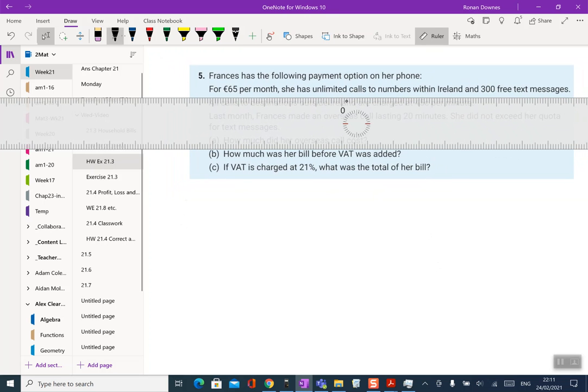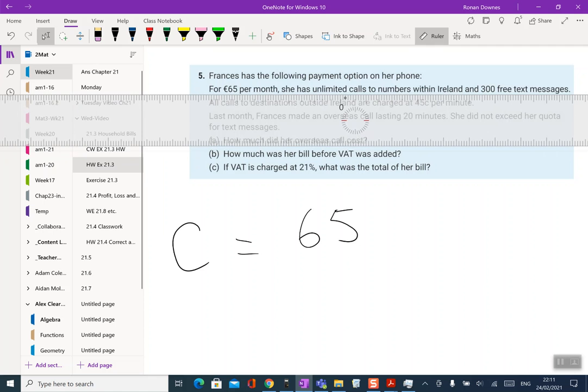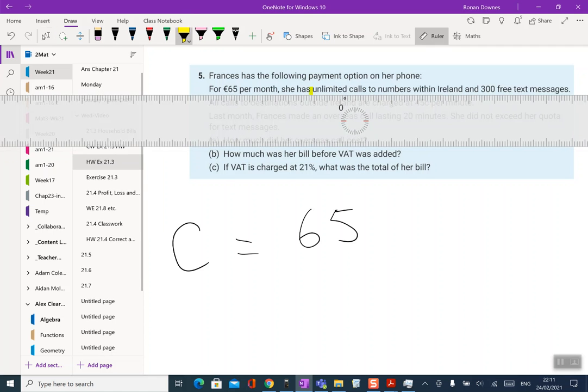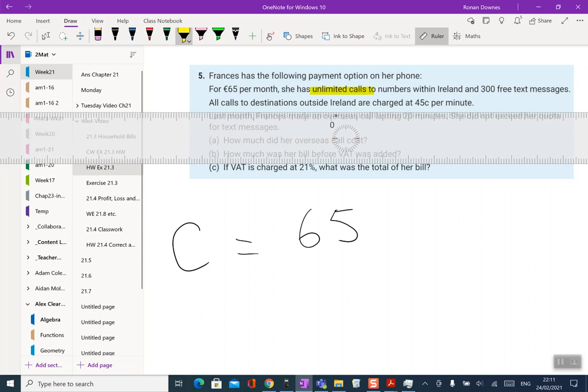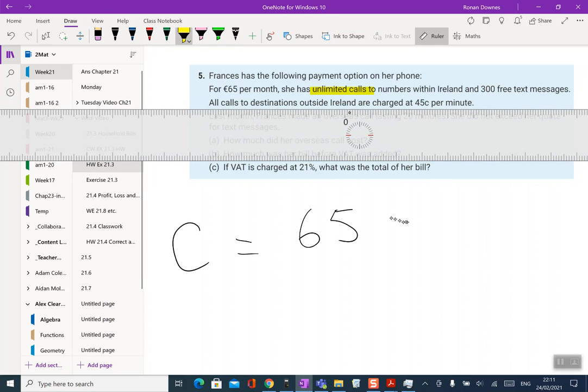Okay, so we'll start off with formula saying her cost equals 65 is the constant charge. And we'll be looking at excess from these things. Well, there'll be no charge for her calls because it's unlimited, and 300 free text messages. All calls to destinations outside of Ireland are charged at 45 cents. So now let's just develop this with plus 45.